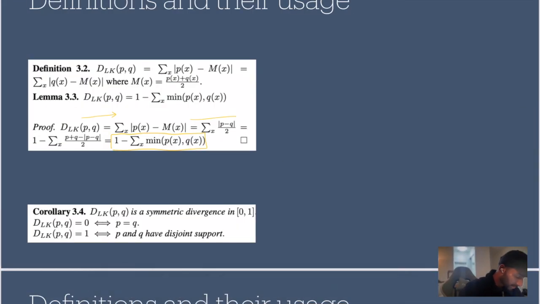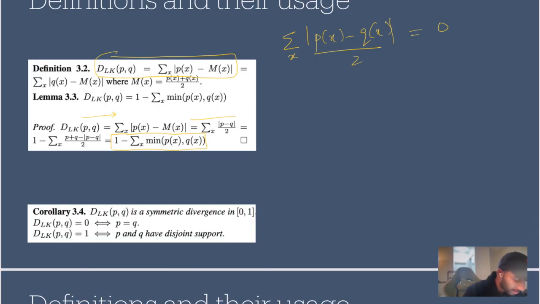Now let's try to look at corollary 3.4. It basically says that D_LK(P, Q) is a symmetric divergence in the interval [0, 1]. When P equals Q, you can directly see that D_LK is 0. But when D_LK is 0, can we show that P equals Q? So the sum over x of minus the modulus of P(x) minus Q(x) by 2 is equal to 0. What can we say about P(x) and Q(x)? That's the question here.